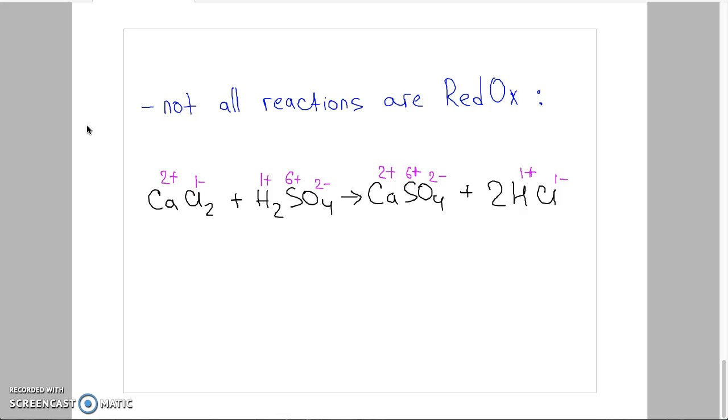On the other hand, not all reactions are redox reactions. Consider the following reaction. As you can see, there is no change in the oxidation numbers of elements. Not any element has changed its charge. As you can see, they all stayed as they were.